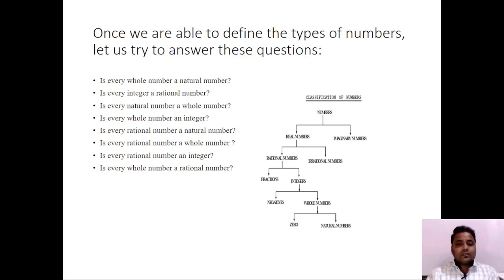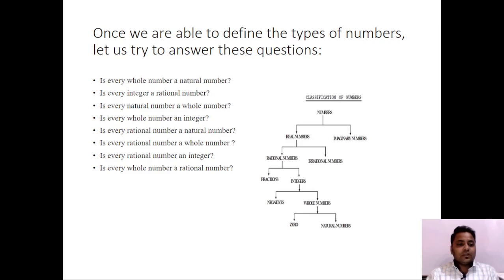Now here is the classification of numbers. On the display you can see it. Once we are able to define the types of numbers, let us try to answer these questions. The first, is every whole number a natural number? Is every integer a rational number? Is every natural number a whole number? Is every whole number an integer?